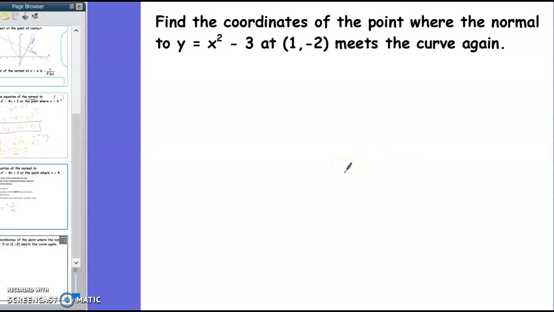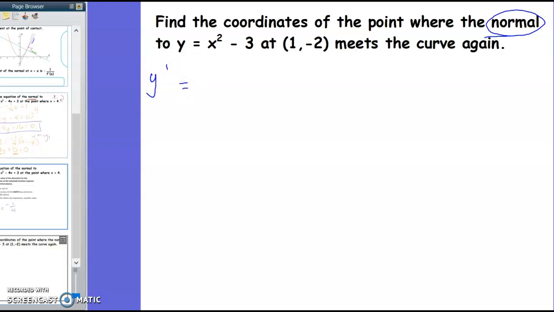Okay, one more. Let's find the coordinates of the point where the normal to this particular curve, and I want the normal at this point, meets the curve again. All right, so I see the word normal. Normal is the perpendicular to the tangent line. Tangent line makes me think derivative. So first thing I'm going to do here is take the derivative.